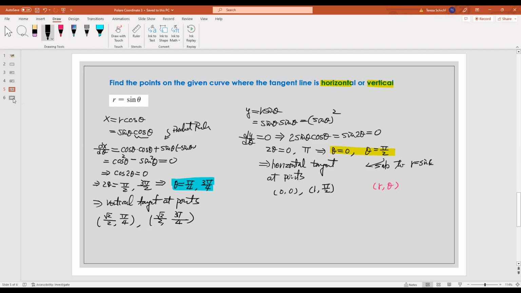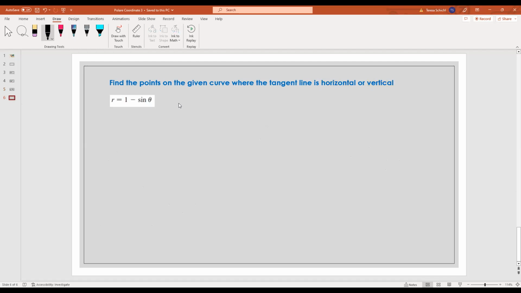Let's take a look at the other one here. The procedure is the same, right? But this one we need to be a little bit careful. So just like we did before, let's do the x and y. x equal to r cosine theta, so it's 1 minus sine theta, times cosine theta. And y equal to r sine theta, so it's 1 minus sine theta, times sine theta. Then let's do the horizontal first, right? So we do the dy/d theta. After you get here, it will be cosine, and you combine like terms.